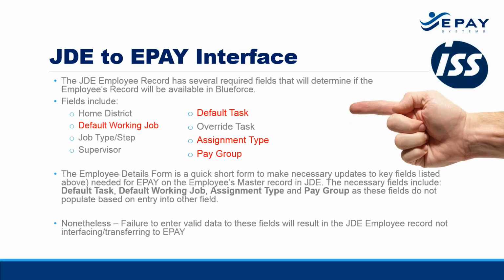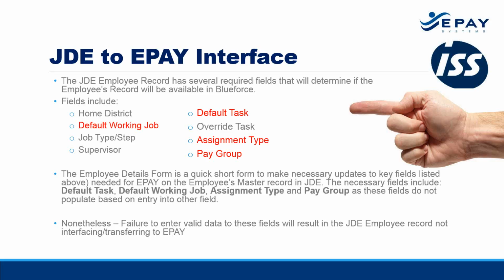Now in JD Edwards itself, the employee record has several required fields that will determine if that employee's record will be available in Blueforce. So in JD Edwards, the employee record has these 8 fields that are noted here as part of the general setup process. Now, you will notice that a couple of those are in red. And the red ones are actually the most important here. They're the ones that are going to say pass or fail, pretty much, with that interface.